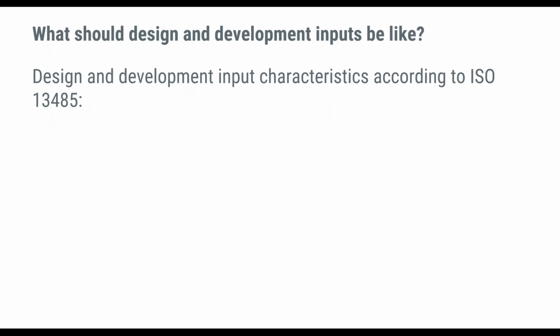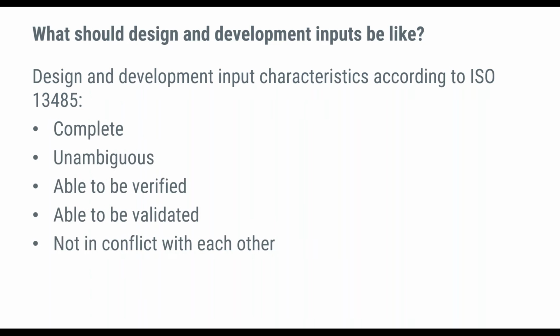And one way to do that is to go back to what the ISO 13485 requires. It says that design and development input characteristics according to ISO 13485 should be complete, unambiguous, able to be verified, able to be validated, and not in conflict with each other. So what do these things mean? Well, there isn't any more information in the ISO 13485 nor in the ISO 9000 series of standards, and you have to look elsewhere to find what these terms mean.